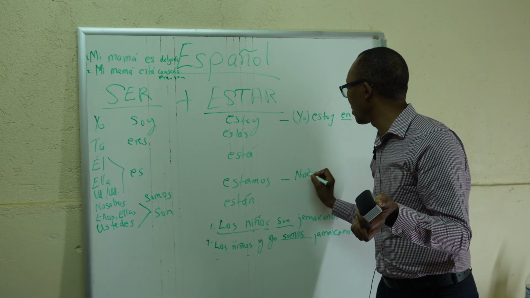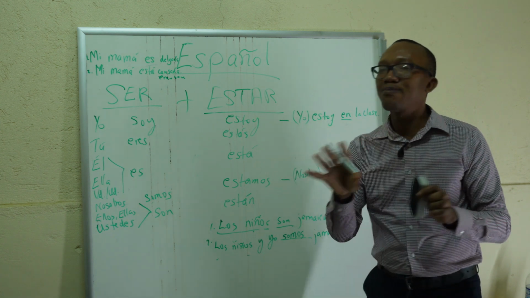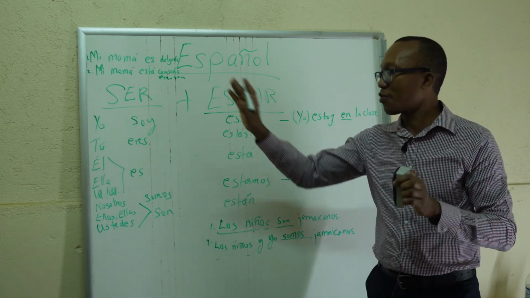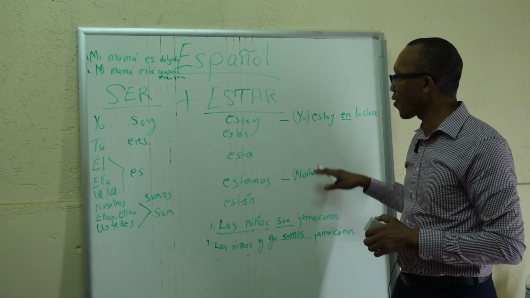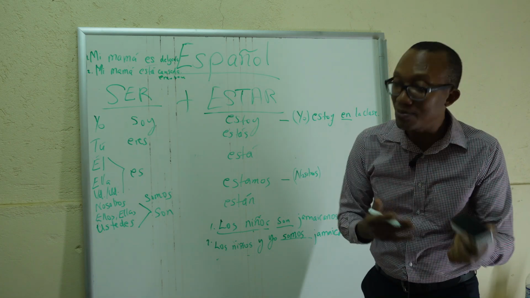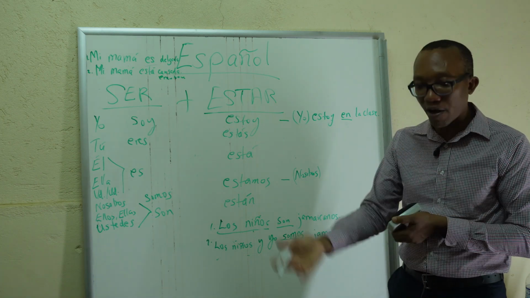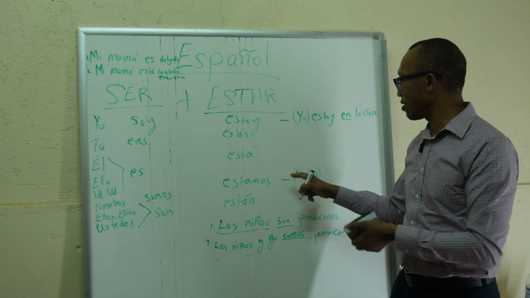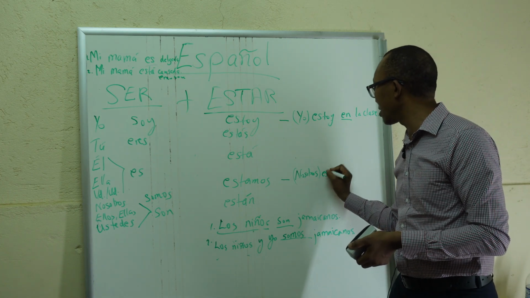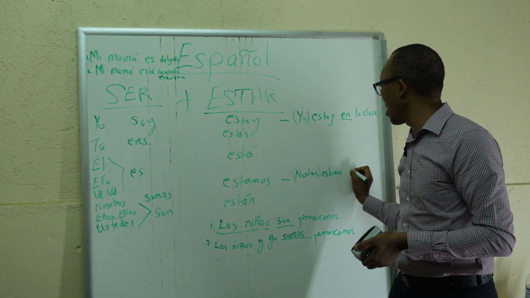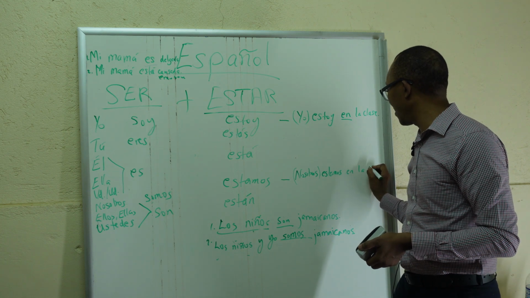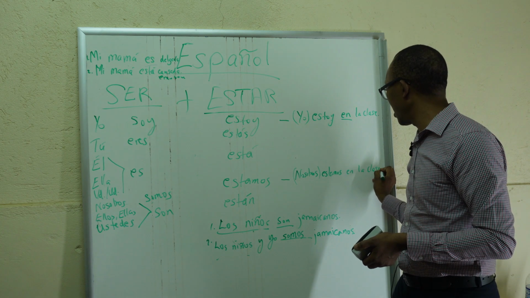So nosotros, but I'm going to put it in brackets because often in Spanish-speaking countries, they do not use the pronouns. They prefer the ending of the verbs to communicate exactly who's talking and who's being talked about. So we are in class. Nosotros estamos en la clase. Right?